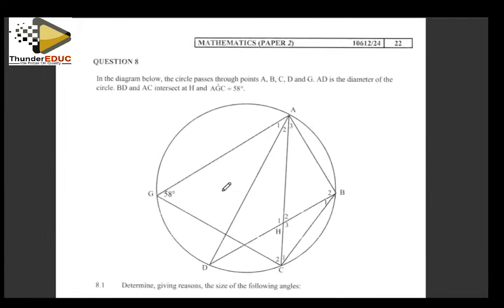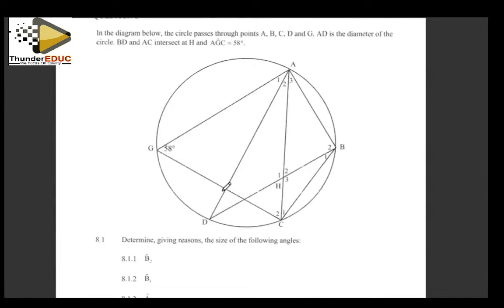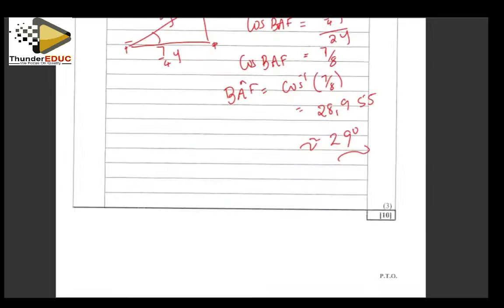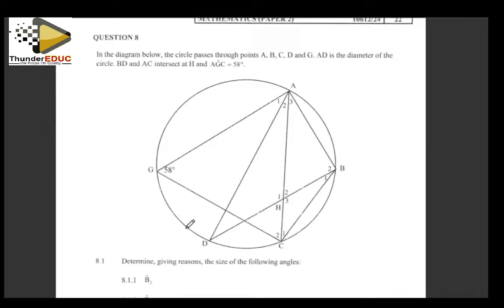And okay, that's the closure of 7. Let's look at question 8. The diagram below: the circle passes through the points A, B, C, and D. Okay. AD is a diameter, which means there's a center somewhere there. And then BD and AC intersect at a point H. And then this angle is 58. What do they want? They want us to get the size of B2.